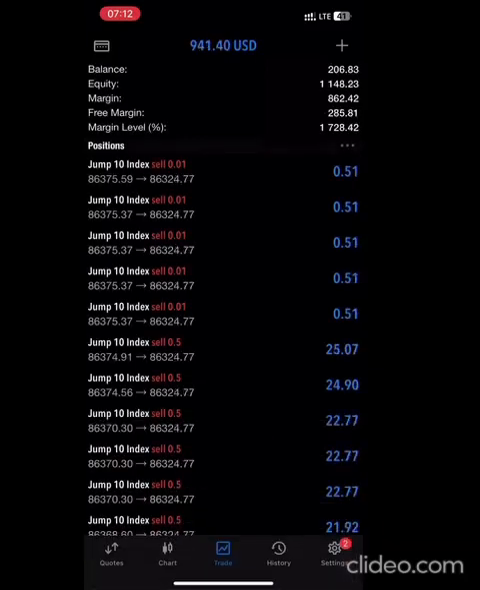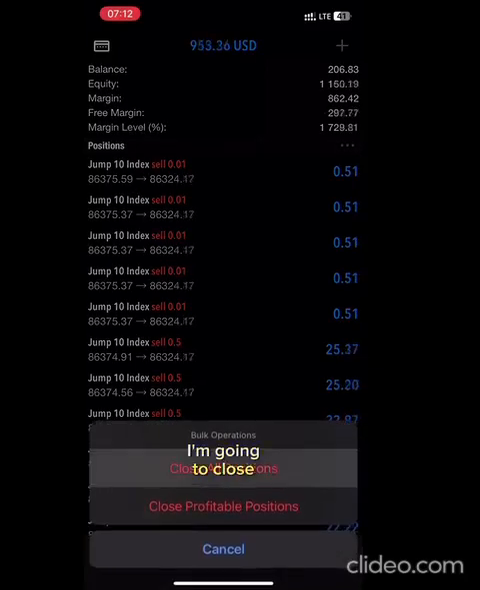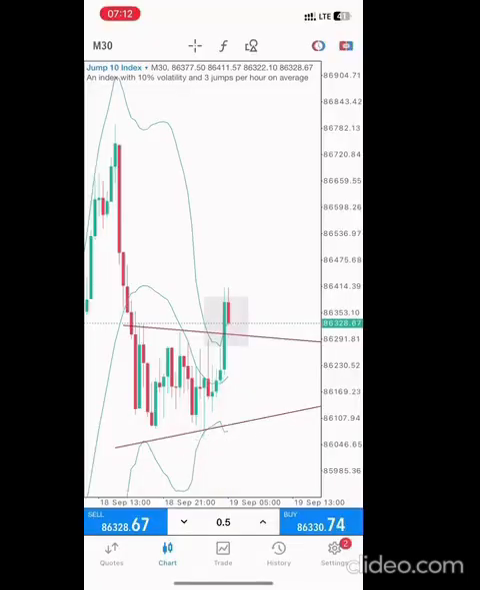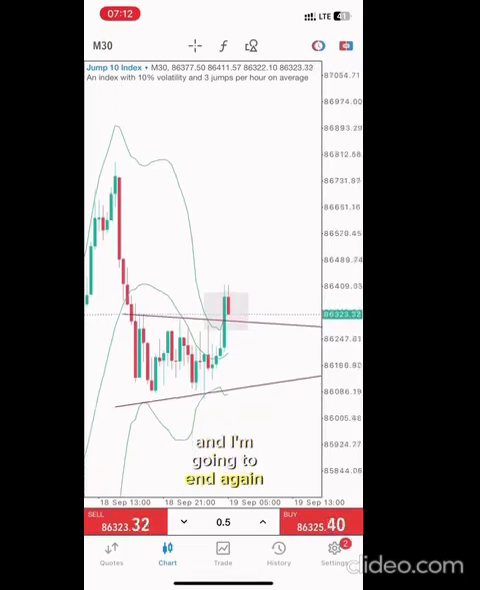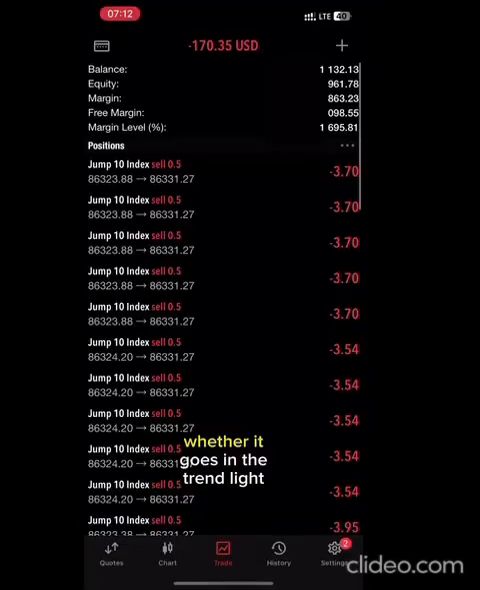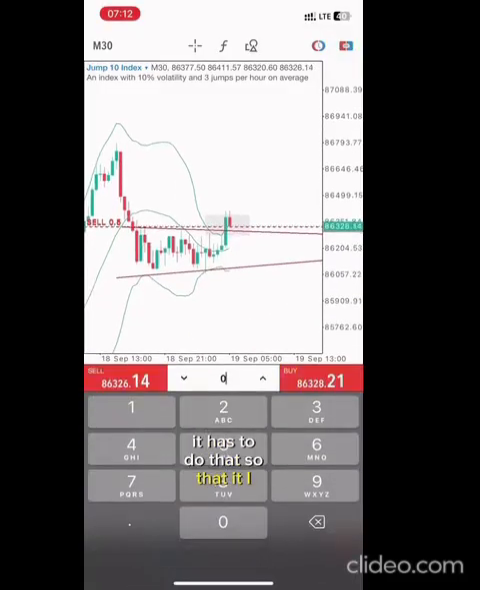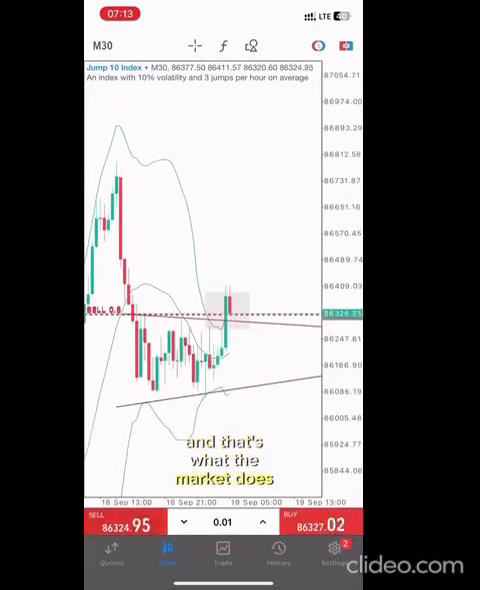And look, I'm going to close. Voila. So now I'm in 1.1. I like these trades, and I'm going to enter again because, like I've said, when it crosses the top Bollinger Band, it has to go down, and the candle has to close while it's the retest candle, and it has to go inside the trend line so that I can see whether it goes in the trend line or outside. It has to do that so that I can see, and that's what the market does.